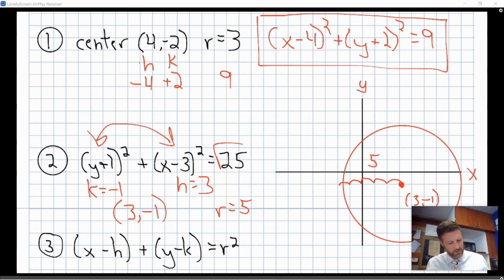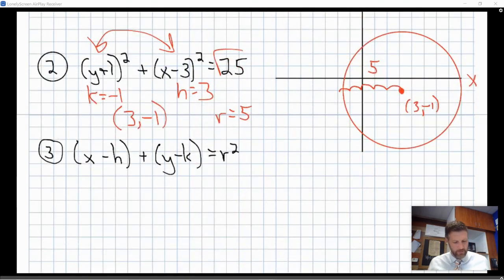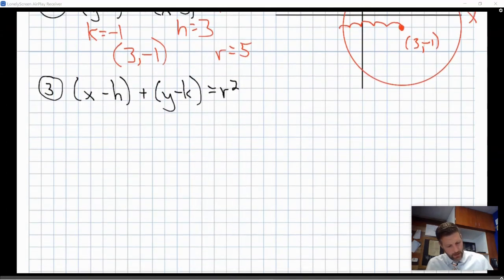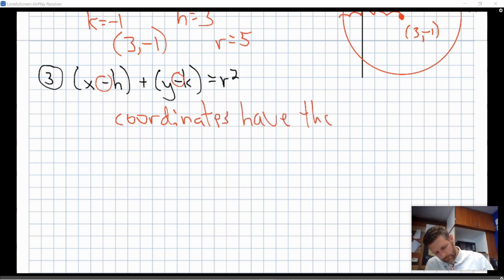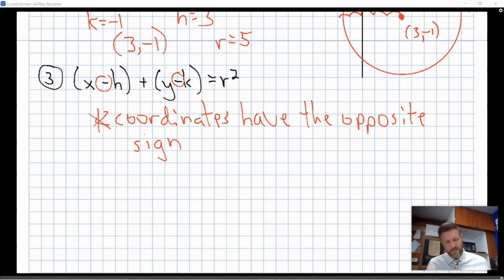All right, and then my last question here is just the reminder of the equation of a circle, in that you always have this minus h and this minus k. So always just remember that the coordinates always have the opposite sign. That can be a little confusing at first. I won't get into the algebra of why at this point, but the coordinates always have the opposite sign.